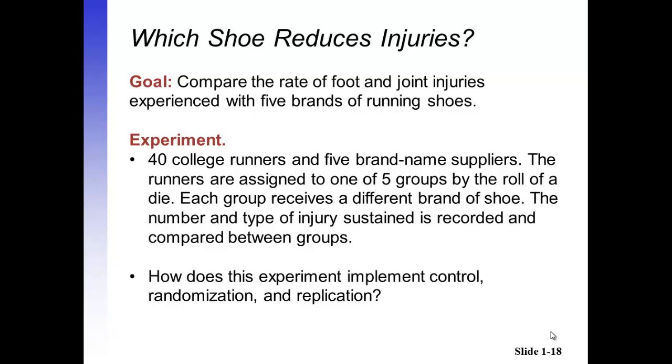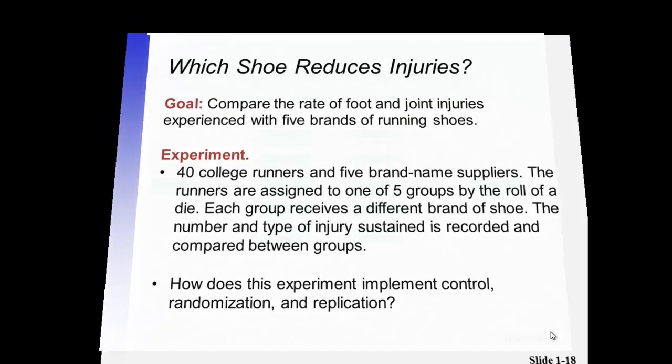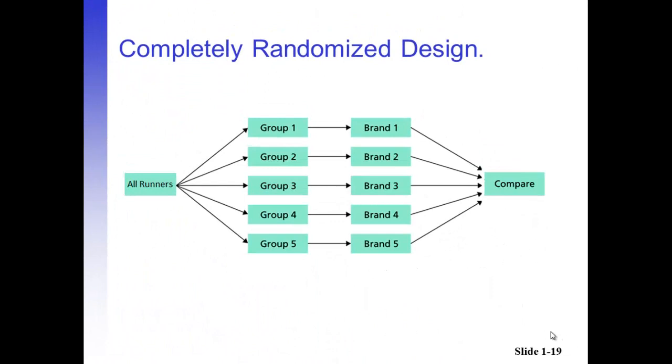Let's take a look at how this experiment implements control, randomization, and replication. It's perhaps easiest to do that by thinking of this diagram. First of all, we start with all of our runners. Then, in a random manner, divide them into 5 different groups with 8 runners in each group. Then again, at random, assign a brand of shoe to each one of these groups. We keep records over the running season, and then at the end of the season we compare the relative rates of injuries that occur between these groups of runners.